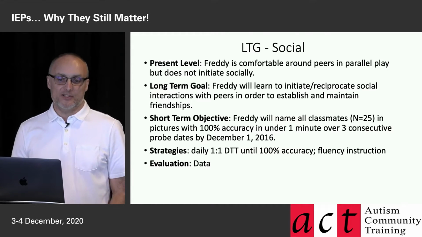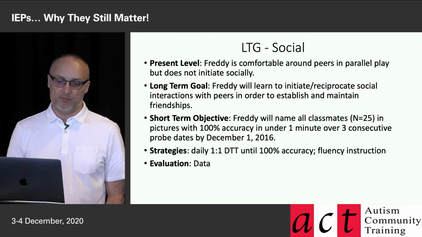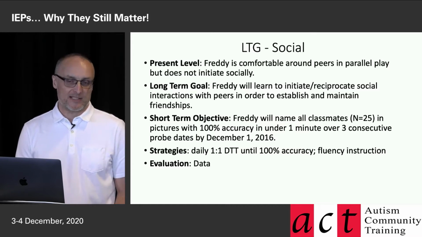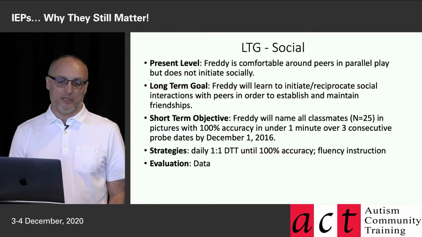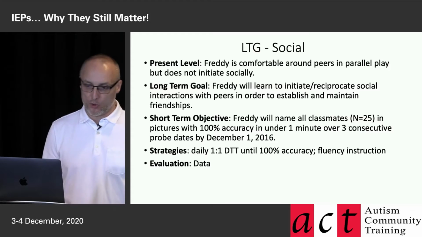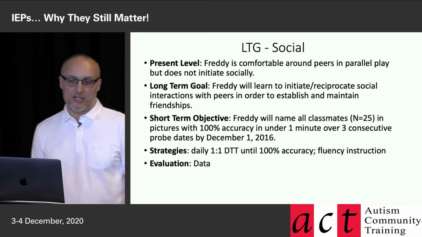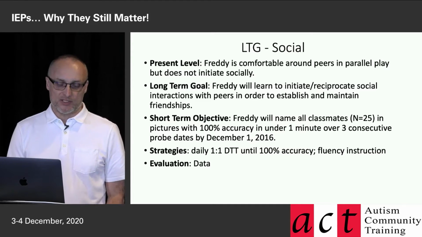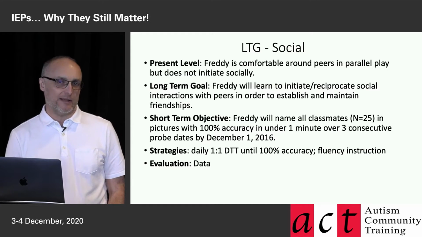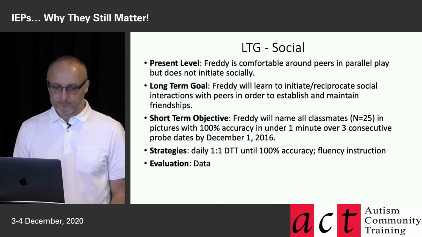The present level is that Freddie is comfortable around peers in parallel play, but he does not initiate socially with his peers. That's the present level. And that is probably obtained through interview and observation. The long-term goal is that Freddie will learn to initiate and reciprocate social interactions with peers in order to establish and maintain friendships, right? There's that "in order to" language that makes the long-term goal better.